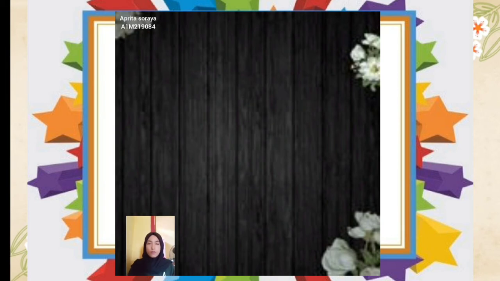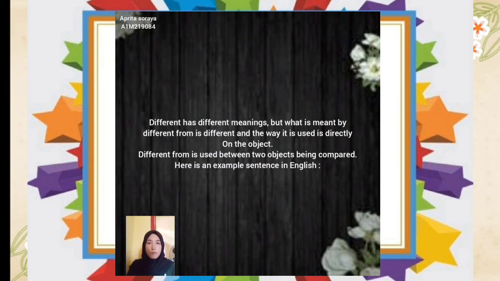Okay, here I want to explain about different from. Different has different meanings, but what is meant by different from is different, and the way it is used is directly on the object. Different from is used between two objects being compared.